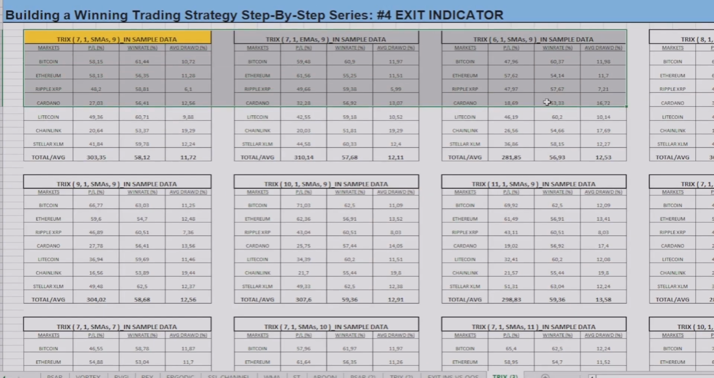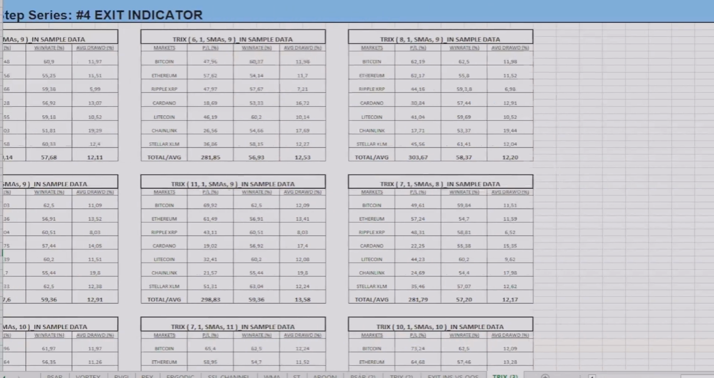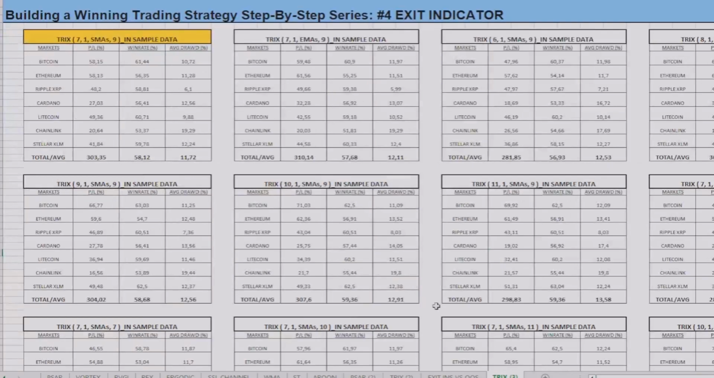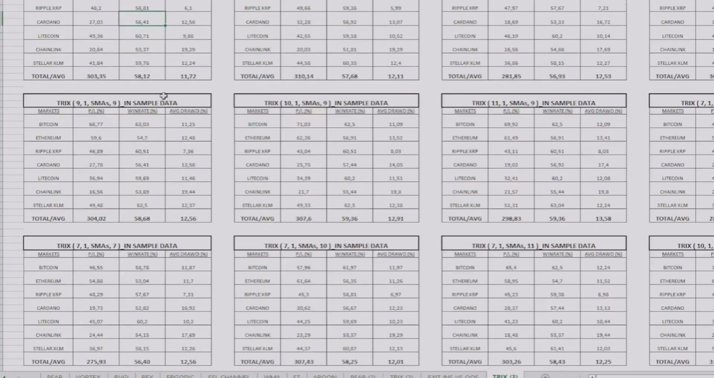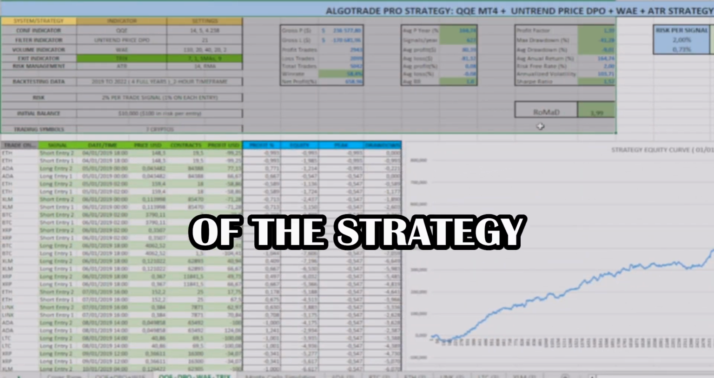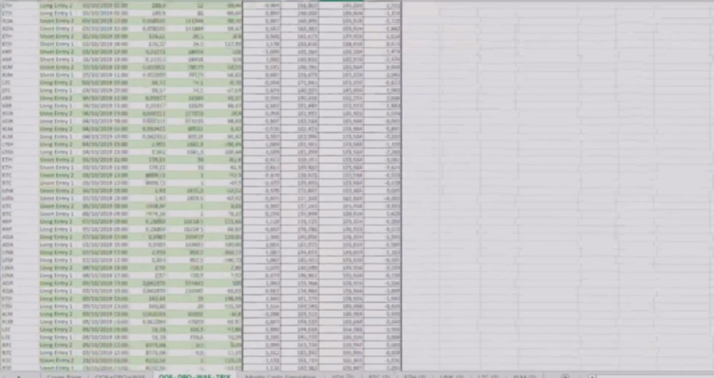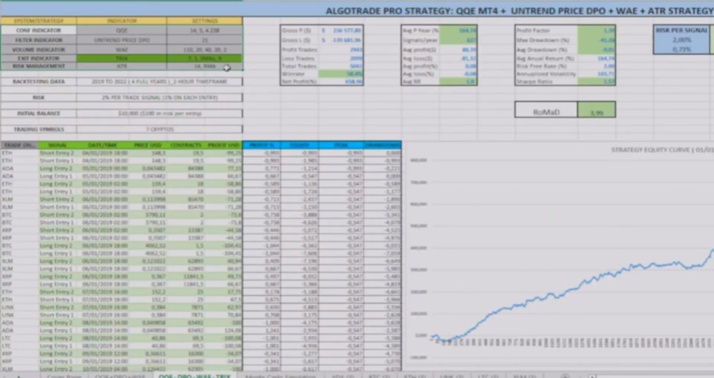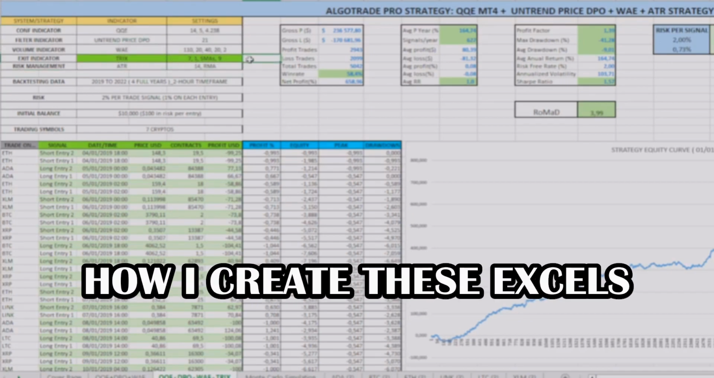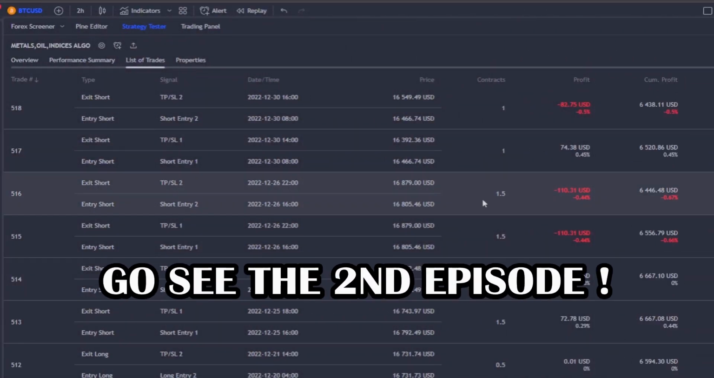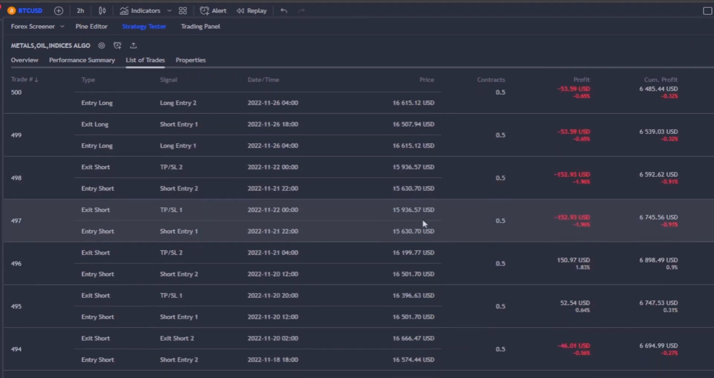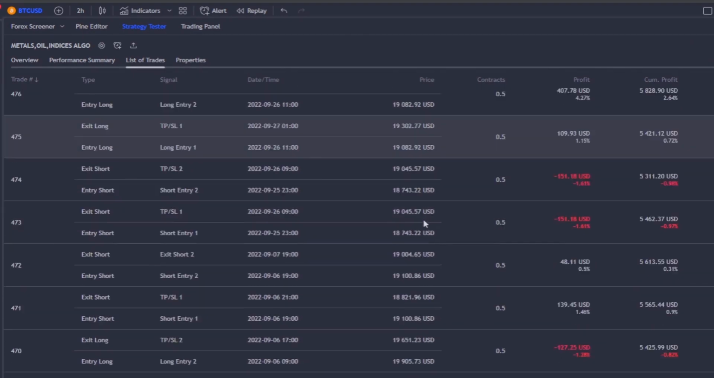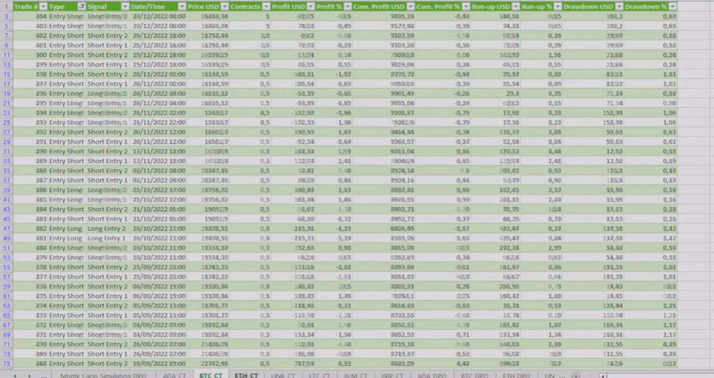So, as you can see, the results didn't change much, and there weren't any more efficient settings than the ones I used in the first backtest. Despite this exit indicator not having made a big difference, at least in these three statistical aspects, I will now create the Excel with all the trades of the strategy from both samples so that we can analyze in detail all the statistical data. If you want to know how I create these Excels, go see the second episode of the series, because there I explained everything in detail. Now I'm going to do the new Excel and I will be right back.